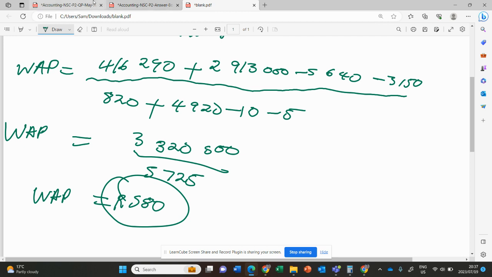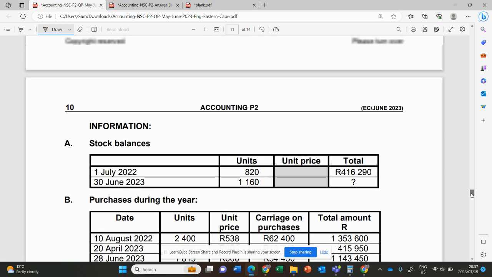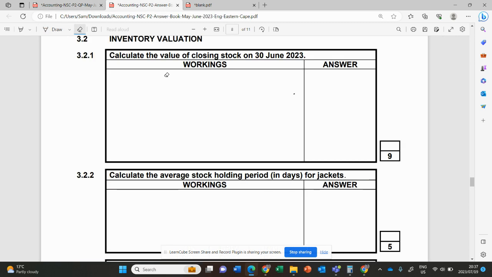So now, what is the closing units? Closing units is given here, the 30 June 2023, which is this one. You are looking for this value, the question mark. You need to show everything here in the workings. So the weighted average price times the closing units. The weighted average price, which is 580, times what? The closing units of how much?